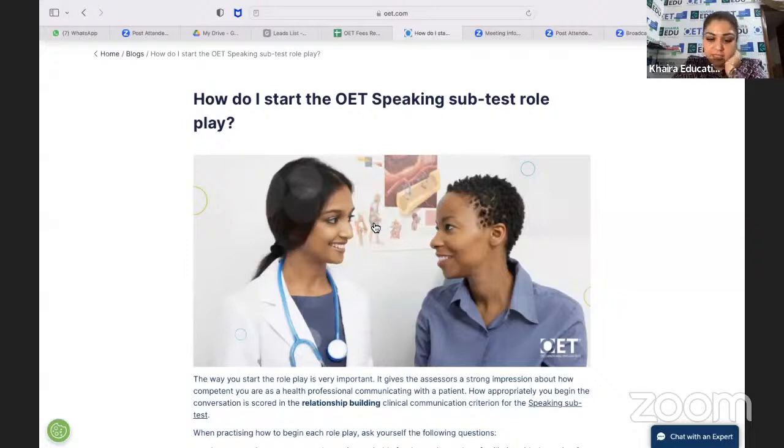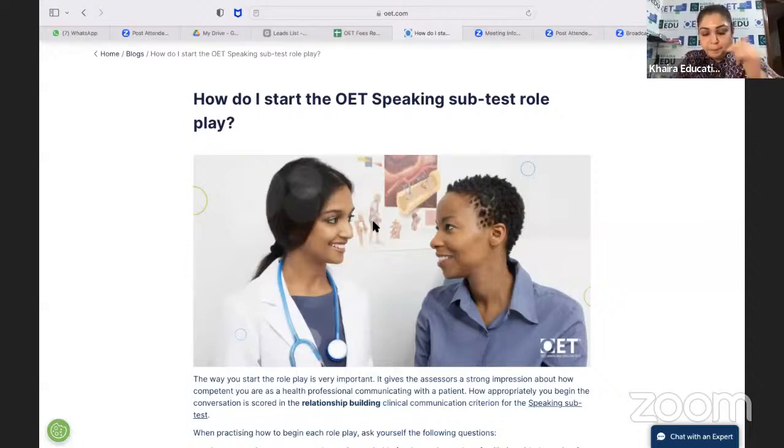The criteria relationship building comprises of 4 aspects. First aspect is initiating the interaction appropriately. Now, when we say appropriately, this means that each role play scenario has a unique requirement of how you begin it. So the approach has to be different for each role play scenario. And we are going to discuss different scenarios today from nursing and medicine role play cards.